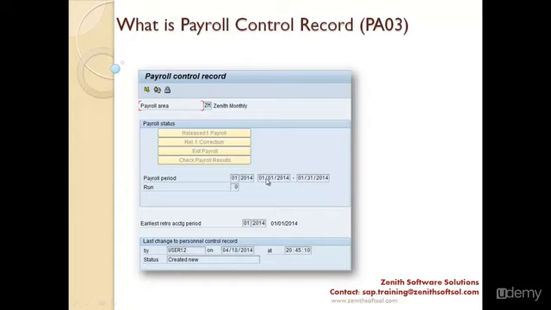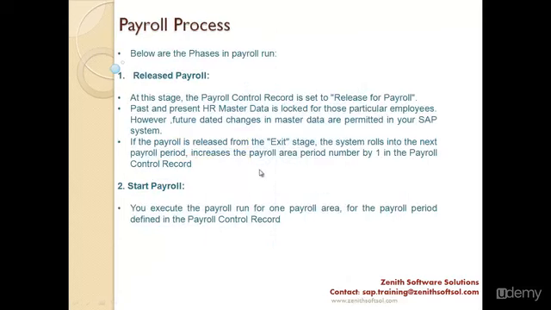This is the period the system knows that it has to run the payroll for. So it says in the start payroll, when you execute the payroll run for one payroll area for the payroll period defined in the payroll control record. This is nothing but you are starting the payroll, you are running the payroll.